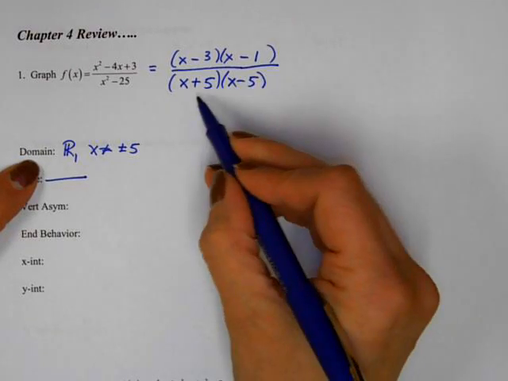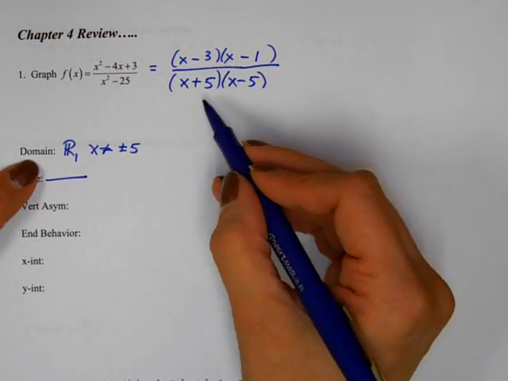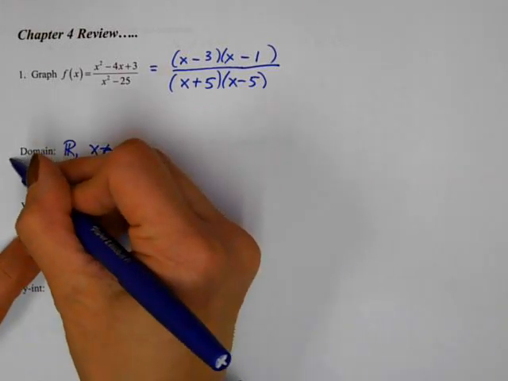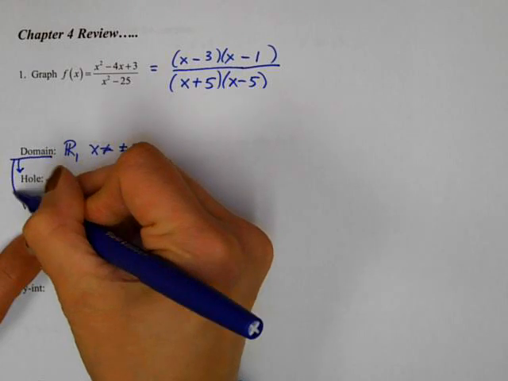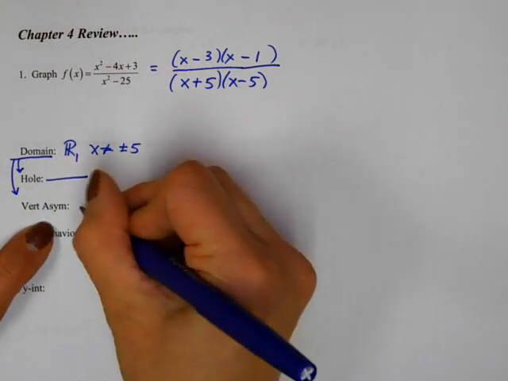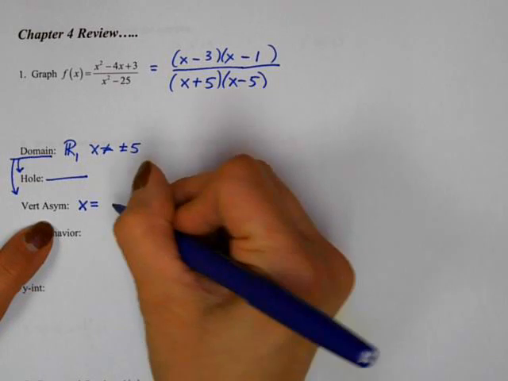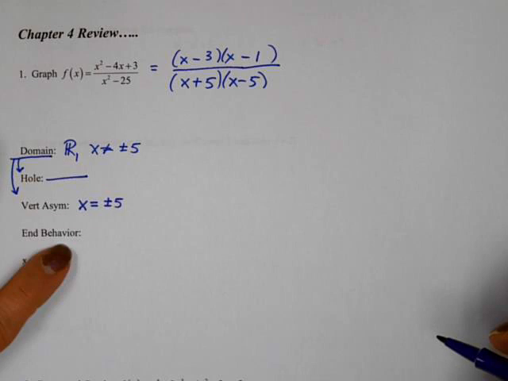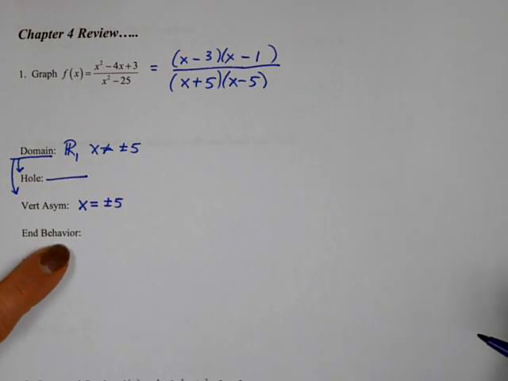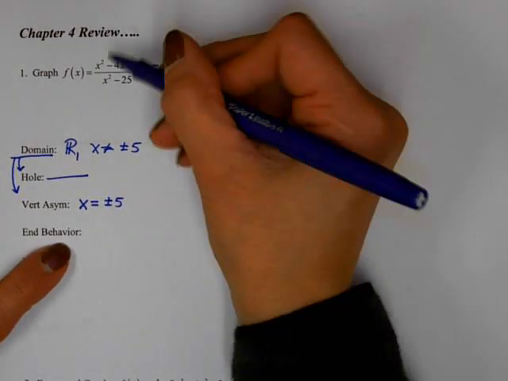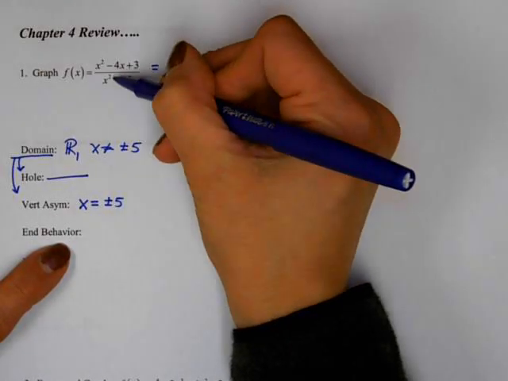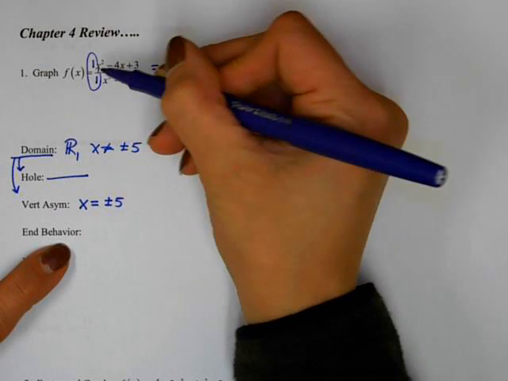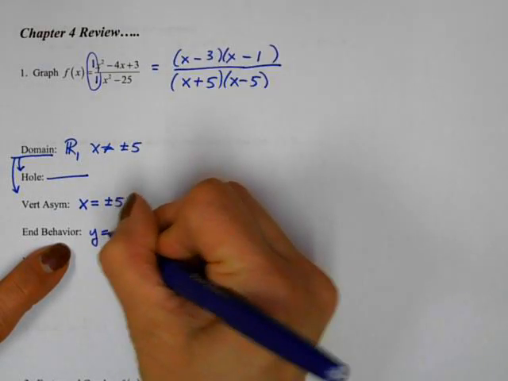So what is happening at plus and minus 5? There's no graph. There is a vertical asymptote, so the domain can split into these two things right here. And since neither of them are holes, they're both going to be vertical asymptotes at plus and minus 5. How about the end behavior? The end behavior is determined by looking at the powers. The power of the numerator is equal to that of the denominator, so we're just going to take a look at these leading coefficients right here, and I've got y equals 1.